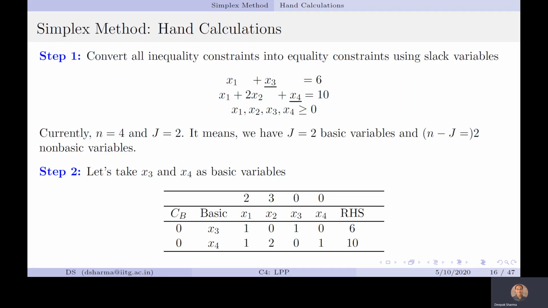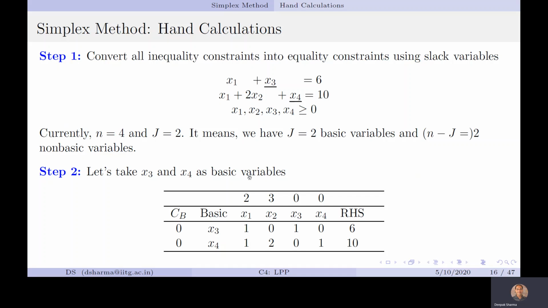So the thumb rule says, let us look at equation number 1, x1 plus x3 equals 6. In this particular set, we will choose the slack variable as a basic variable at the beginning. So at the beginning, we will consider x3 as a basic variable for equation 1. Now coming to equation number 2, we have x4, which is also a slack variable. So that also should be taken as a basic variable in the starting. So that's why we have taken x3 and x4 as the basic solution.